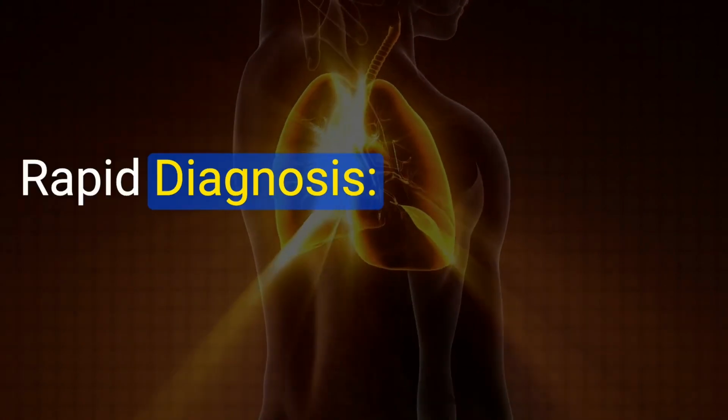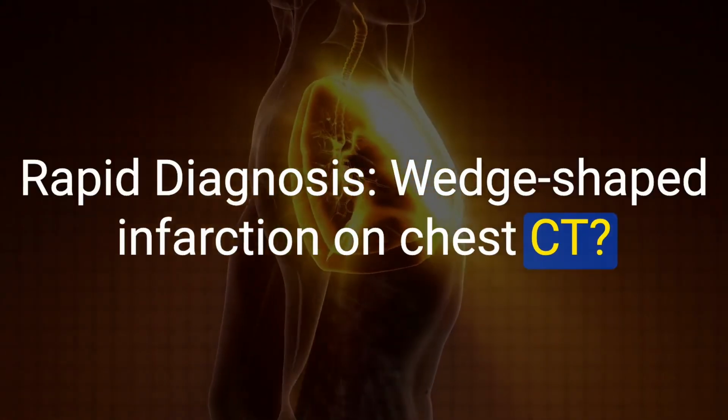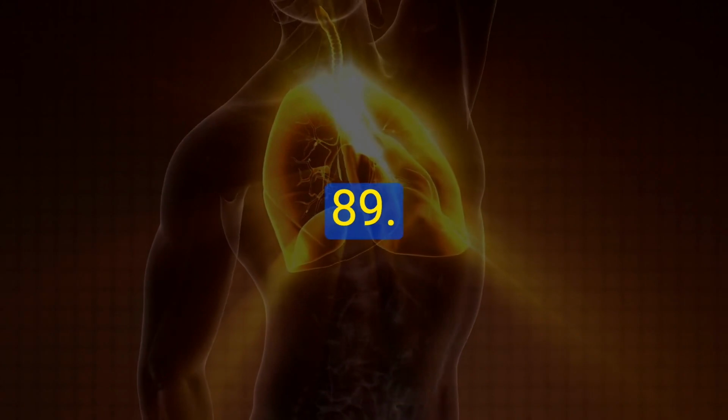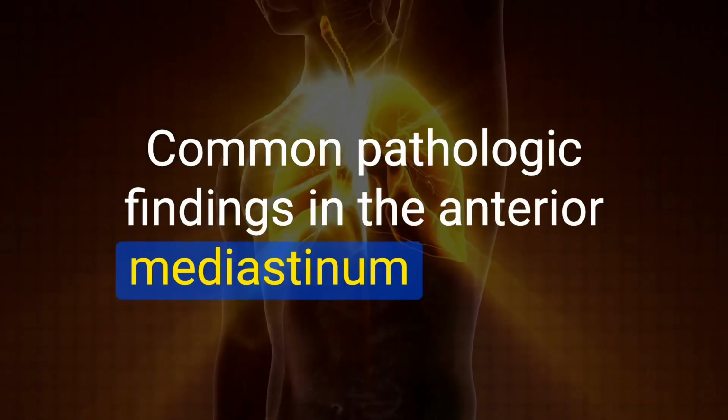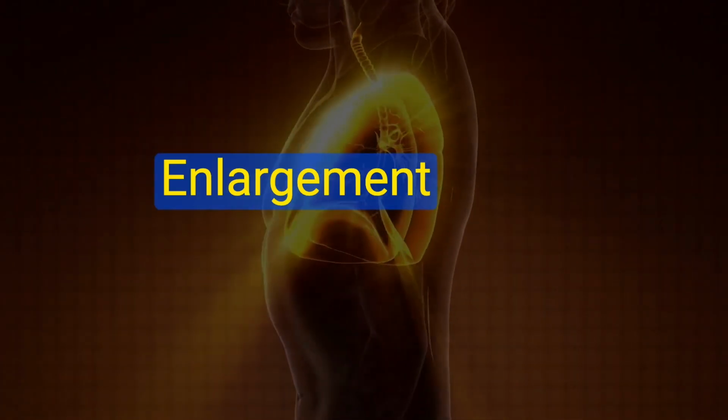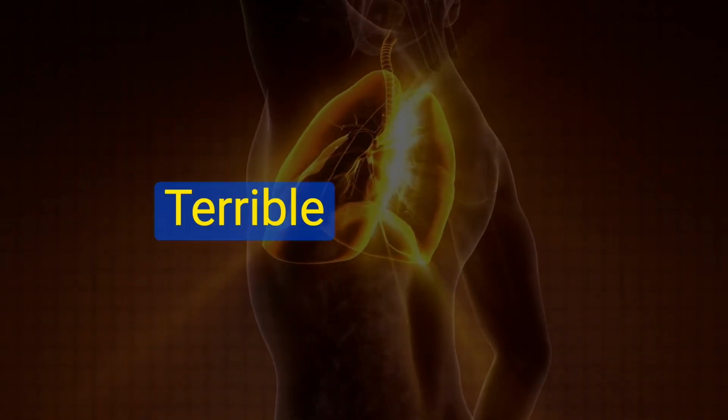The large area is a wedge-shaped infarct, Hampton hump. 88. Rapid diagnosis: wedge-shaped infarction on chest CT. Pulmonary embolism. 89. Common pathologic findings in the anterior mediastinum include thymoma, enlargement of the thyroid gland, teratoma, terrible lymphoma.